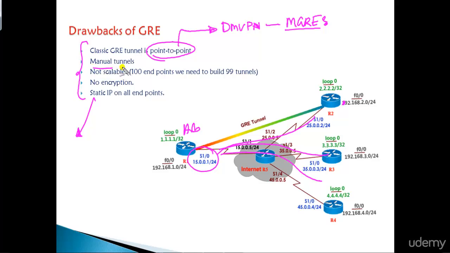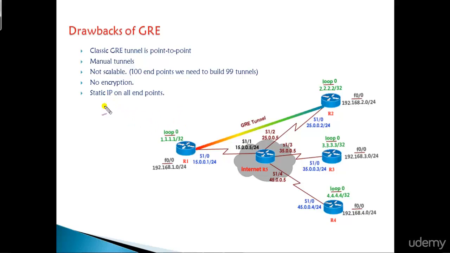And apart from that, in DMVPN we don't need to configure manual tunnels, so tunnel configurations can be automatic. For encryption, again there is a solution: we need to use IPsec implementations to overcome that. And in case of DMVPN, we can also have dynamic IP addresses on the spokes. These IP addresses can change, and even if they change, the centralized router will be informed automatically by using the NHRP protocol in DMVPNs. But with normal GRE, those things are not possible.